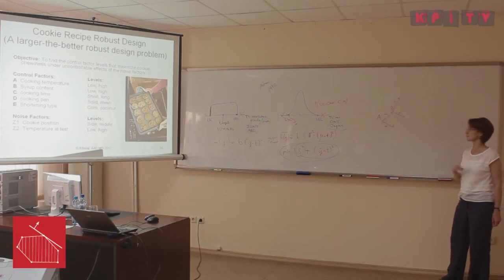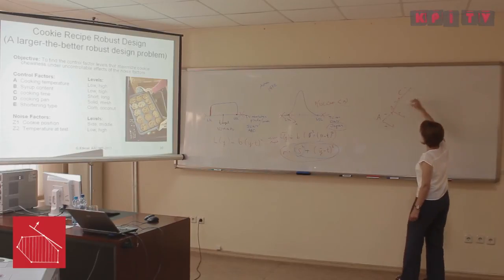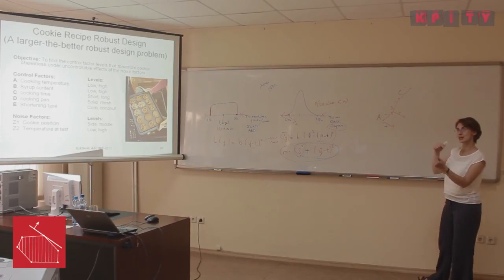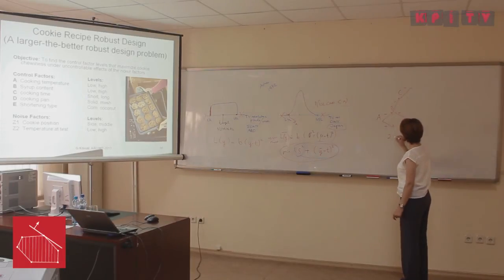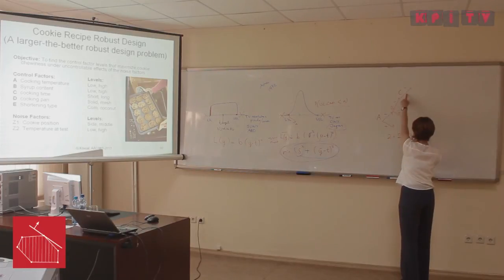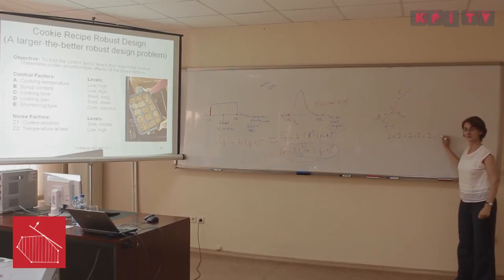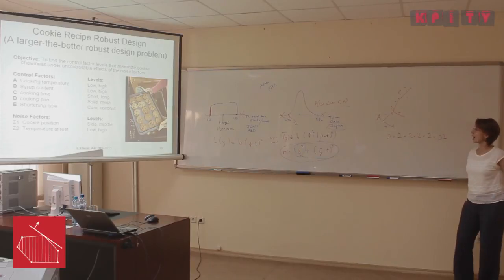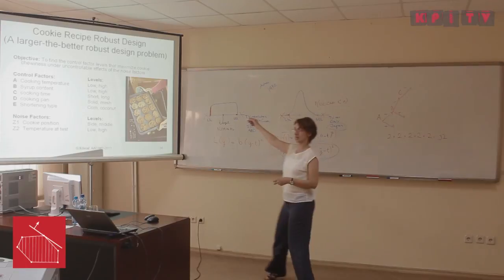What happens? Minus, minus, minus, minus, minus, plus. Minus is a low level, plus is a high level. So 2 times 2 times 2 times 2 times 2, how many? 32. So I need to make 32 trays of cookies.